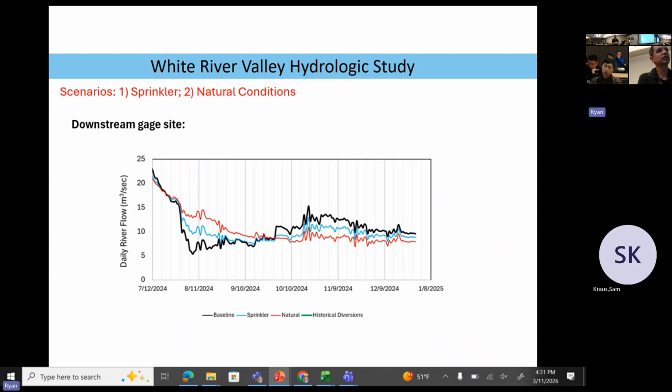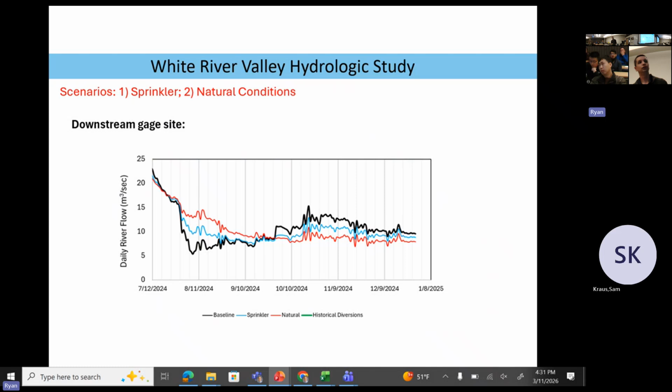And under natural conditions, this is all the snow melt coming in for the summer, higher flows. Again, you're not diverting it. There's no irrigation under natural conditions. But now you're going to have less flow in the winter because you don't have the return flows. So it kind of flip-flops, and it's retiming.